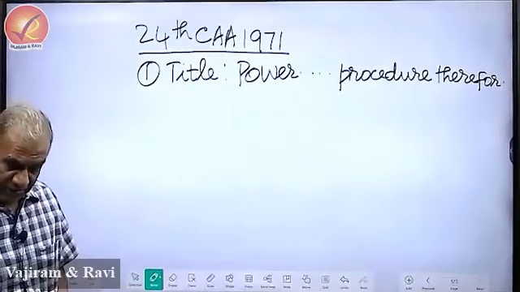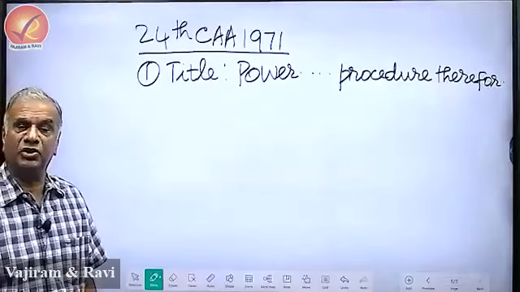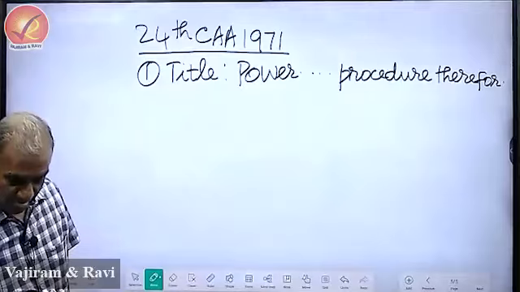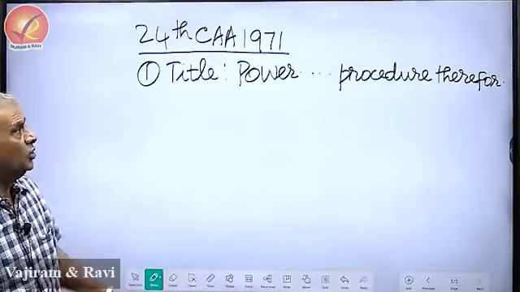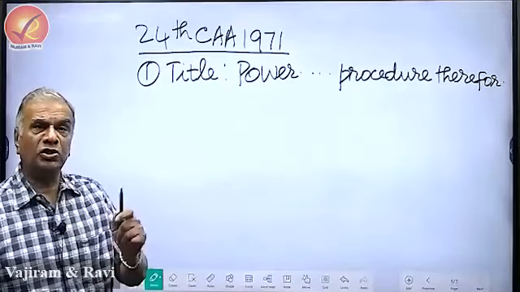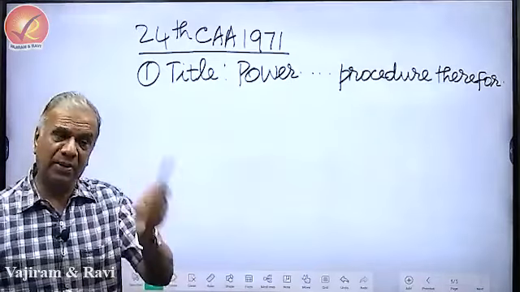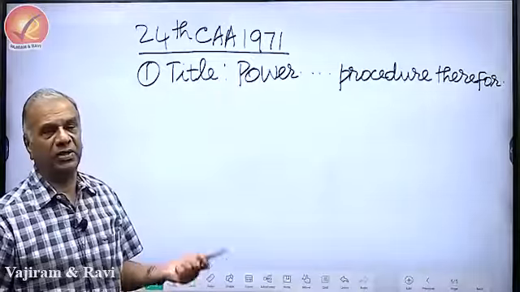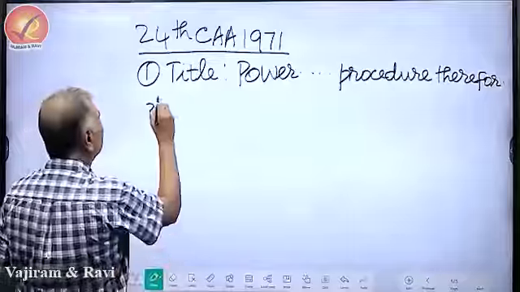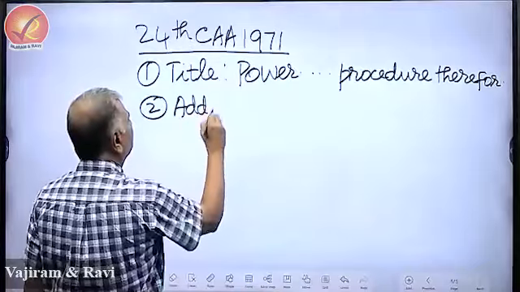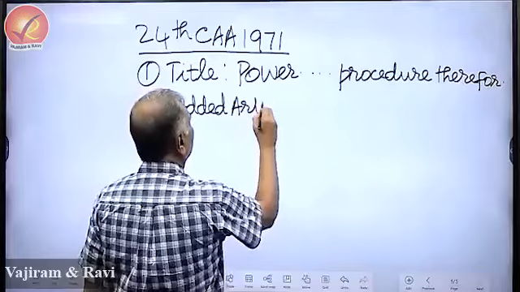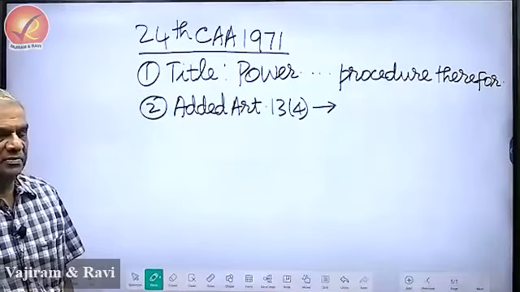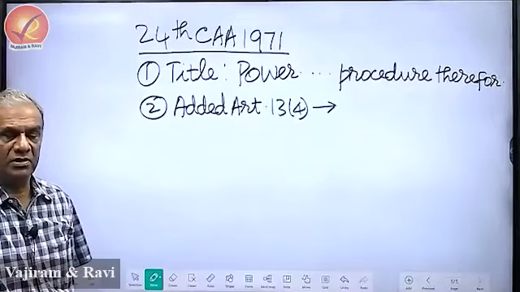So now Article 368 clearly says that the Parliament enjoys the constituent legislative power. So before 1971, the constituent legislative power of the Parliament was implicit under Article 368. But after 24th Amendment Act, it has been made explicit. Then second, it added Article 13 Clause 4.